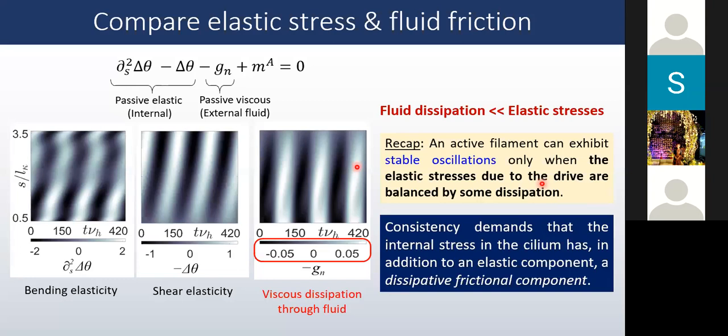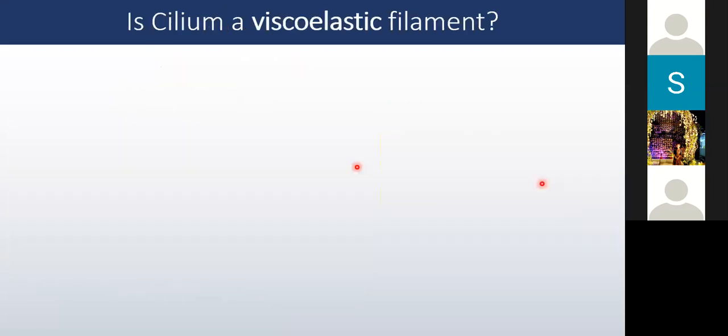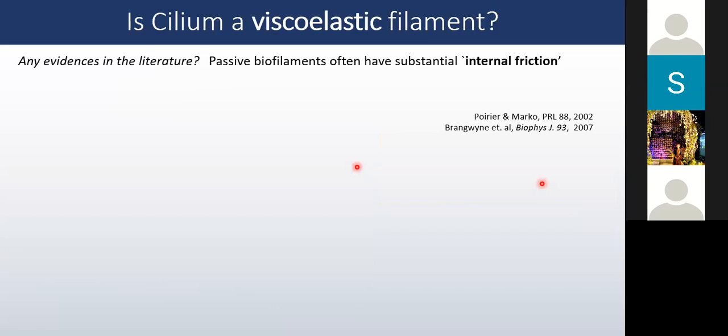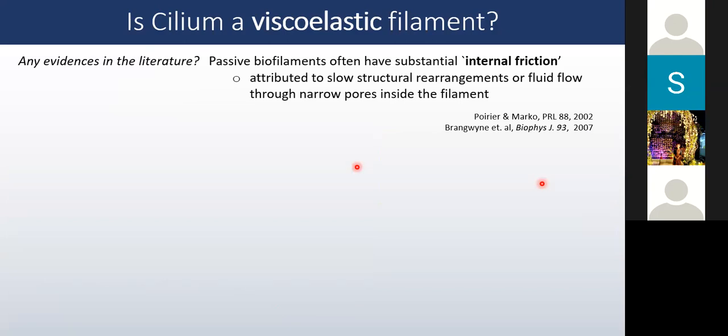Now, consistency demands that, but is it actually true? The cilium is treated as an elastic filament, which people have used till now. They have only used the cilium as an elastic filament, and the dissipation comes only through the fluid drag. So let's see if there is anything in the literature that proves that the cilium is a viscoelastic filament. And yes, there is some evidence which shows that passive biofilaments often have substantial internal friction. Why? Because of slow structural rearrangements within the filament interior or fluid flow through the pores.